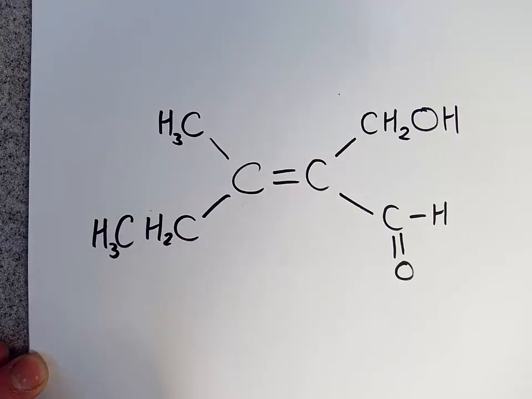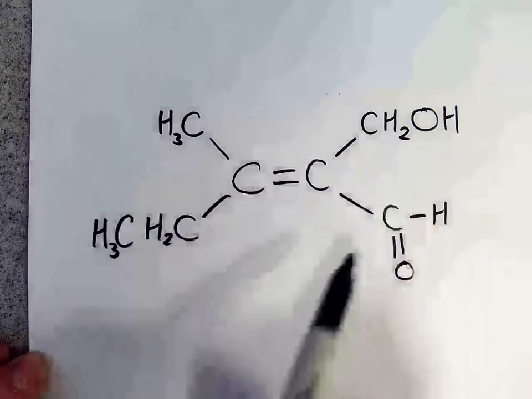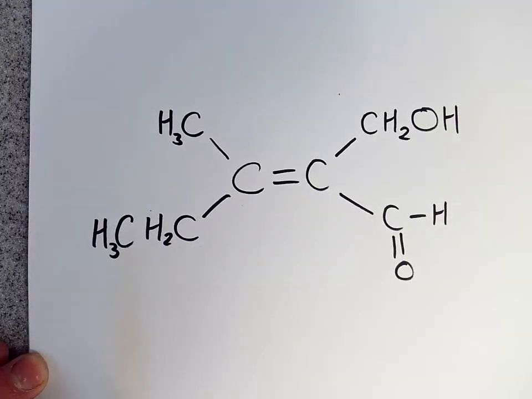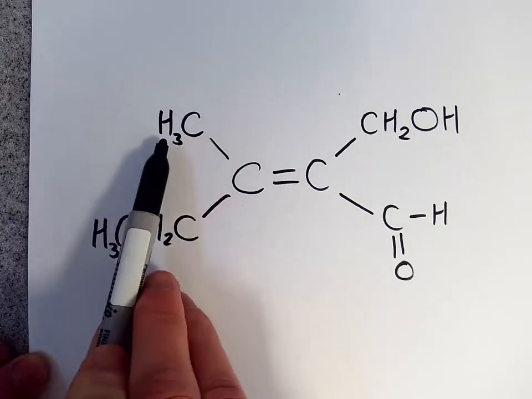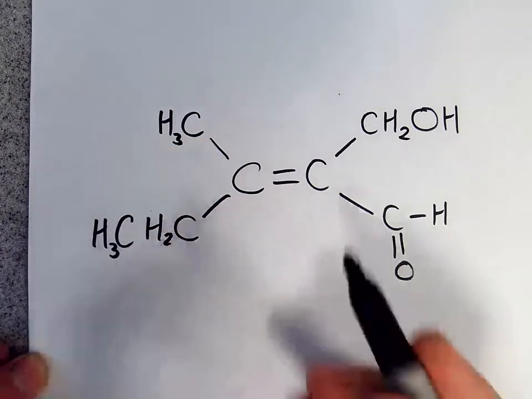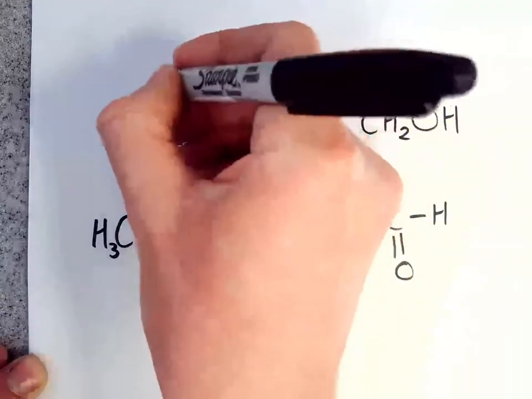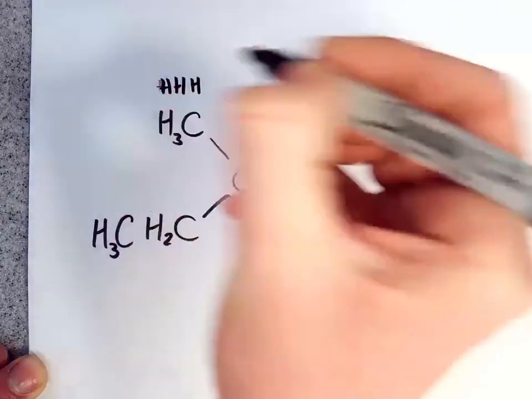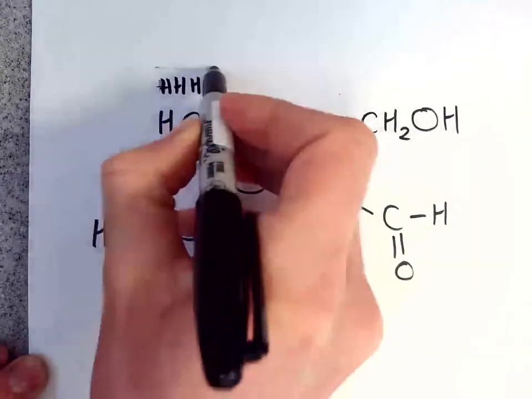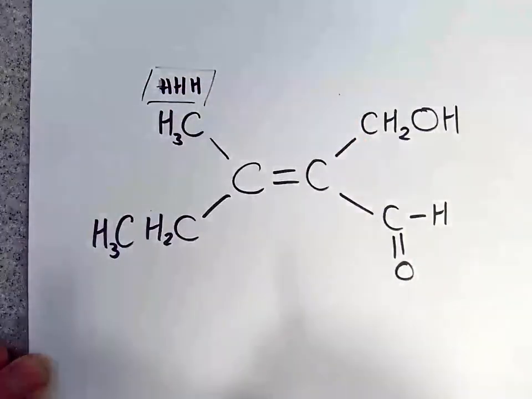So what we need to do now is involve our Cahn-Ingold-Prelog nomenclature, which allows us to separate and assign priorities to these carbons and therefore assign an E or a Z to our name. So let's have a look at what's attached to the carbon. This carbon here is attached to 3 hydrogens, and I'm just going to write beside it the elements which are attached to that carbon in order of atomic number. So that's hydrogen, hydrogen, hydrogen for that carbon there.